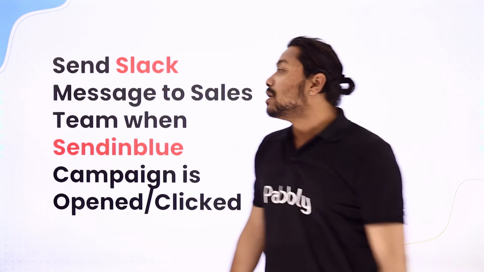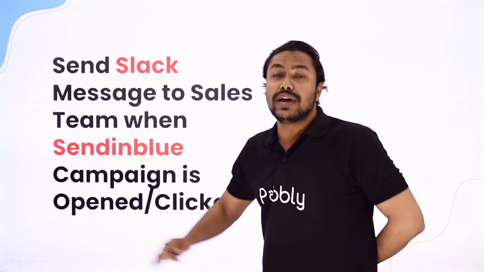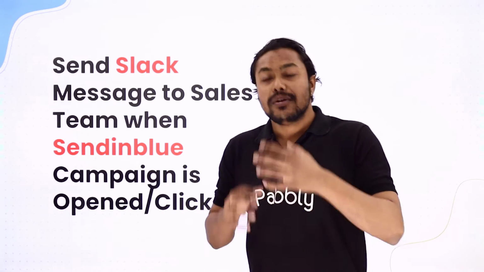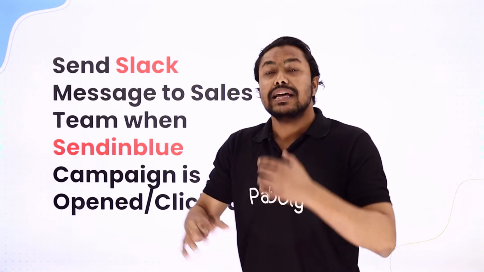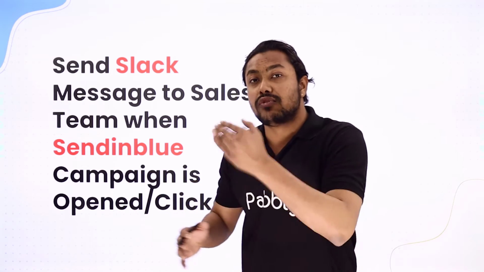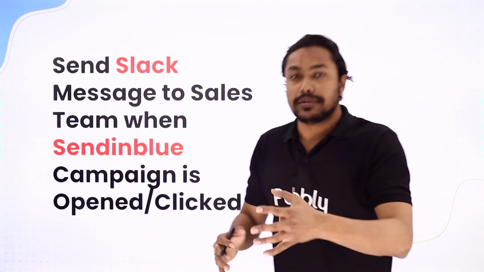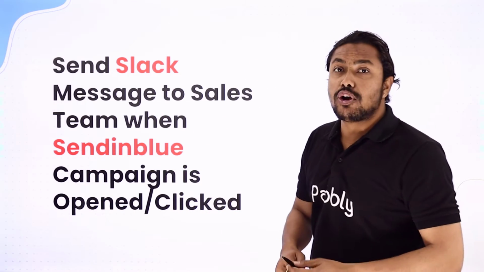So today I am going to tell you how you can send Slack messages to your sales team when your Sendinblue campaign has been opened by someone in their mail. Now, why would you need this automation? This automation will help you grab the leads from certain people who are opening your Sendinblue campaigns, and then they will let your team members work on those leads. They can call them, they can contact them, or they can send them promotional offers. So this is a very useful automation.